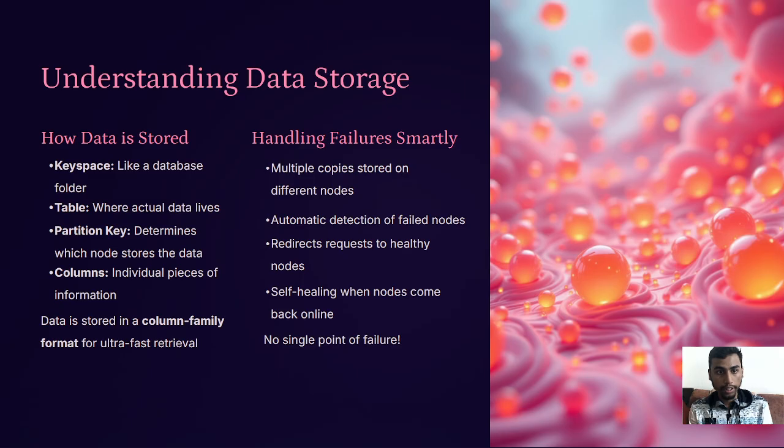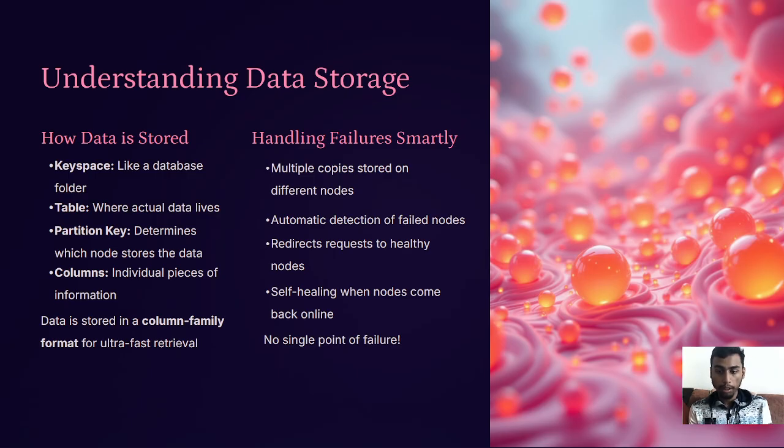Understanding data storage. So how is the data stored in Apache Cassandra? The keyspace is like a database folder in which the tables are actually stored. Partition key: the partition key is very important, it determines which node stores the data. The data is spread across the nodes, so which node stores which data is determined by this partition key. The columns are individual pieces of information. Individual pieces of information are stored in the form of columns.